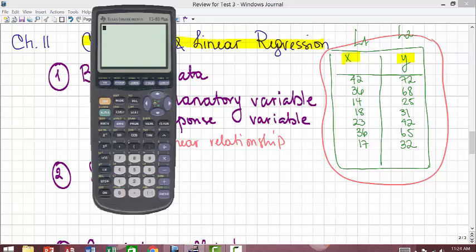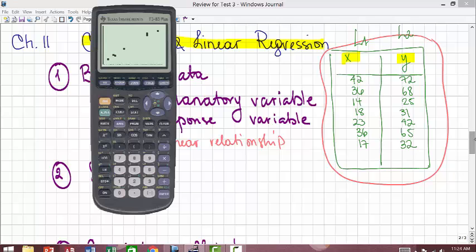Now all my data is already plugged in my columns. So how would you do it? Go to stat edit, and you see that all my numbers are already here. Now I'm gonna go second y, activate one of my plots. I'm getting scatter plot, L1, L2, everything is good to go. So I do zoom 9. That gives me a scatter plot corresponding to this data.